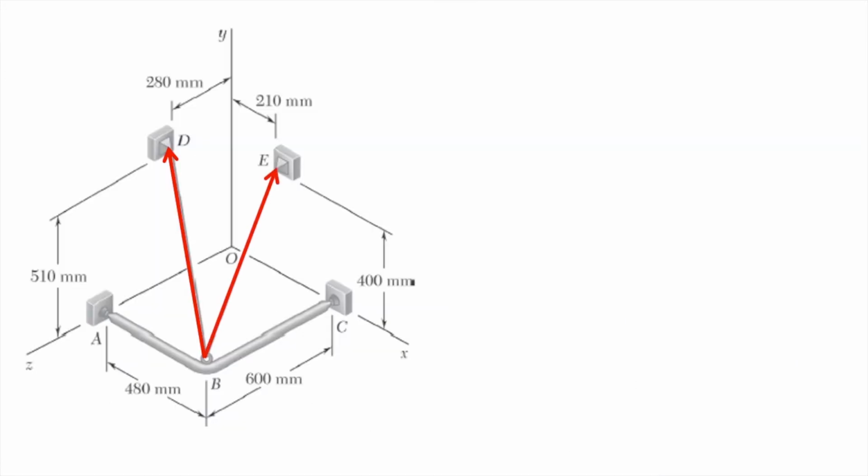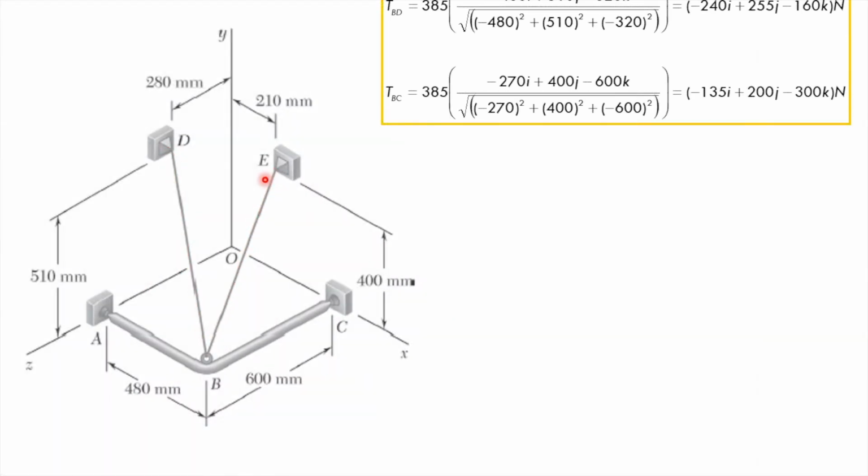First, BD and BE we draw like this, and then we do the calculation with 385 Newton.